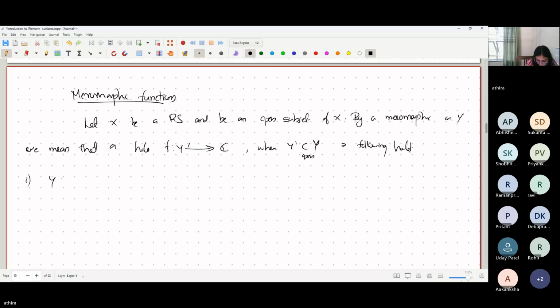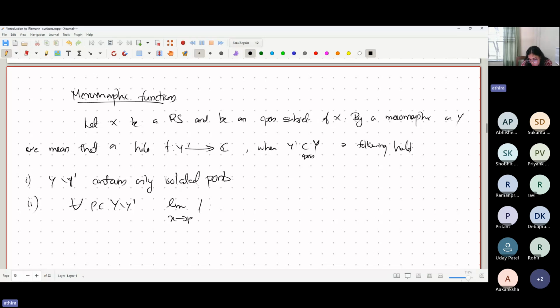First, Y minus Y' contains only isolated points. The second, for every point p in Y minus Y', one has the limit, as x tends to p, of the modulus of f(x) is infinity. The points in Y minus Y' are called poles of f.